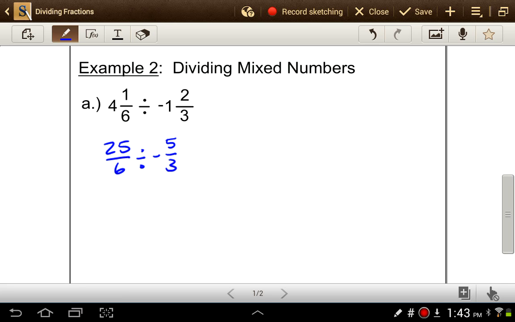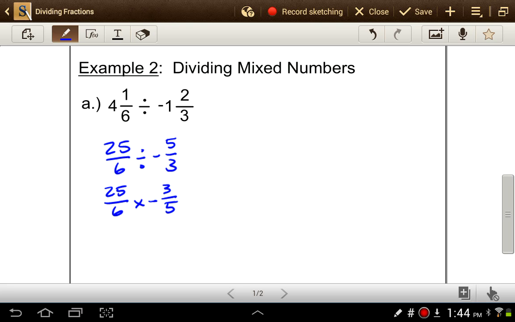Next step is to turn into multiplication. So the first fraction stays the same. So it's 25/6 times, flip the second fraction, negative 3/5. The reciprocal is not affected by the negative sign. It is still negative. What makes numbers reciprocal is when you multiply them, the answer is 1. So if they're negative, it stays negative, because a negative times a negative is a positive. Okay? That's what keeps it a reciprocal.